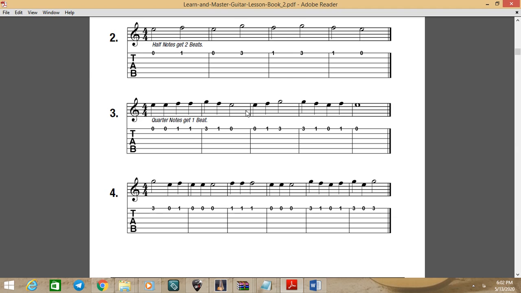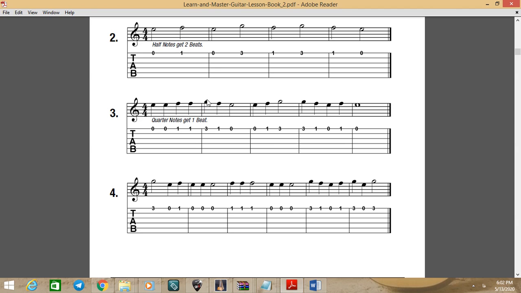And at this place it's a measure. Measure 1, measure 2, measure 3, measure 4, and measure 5. We have 5 measures only. Also we have 4 beats in each measure. 1, 2, 3, we have 3 notes but 4 beats.